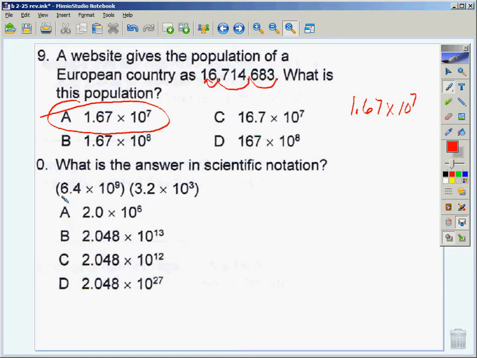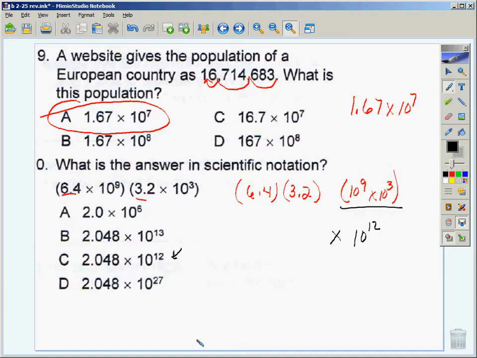For number 10, when you're multiplying scientific notation, you can multiply the numbers that are in front of your powers of 10, 6.4 times 3.2, and you can multiply the powers of 10, 10 to the 9th times 10 to the 3rd, by using the quotient rule. And I know a lot of people that applied the quotient rule and they stopped right there and marked this as an answer. But be careful.